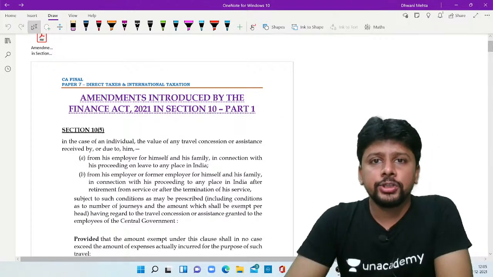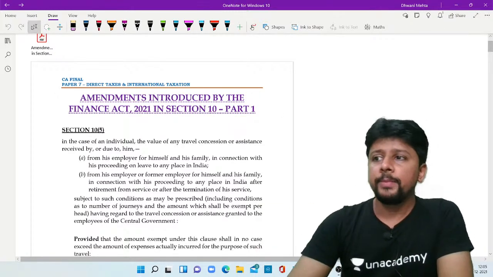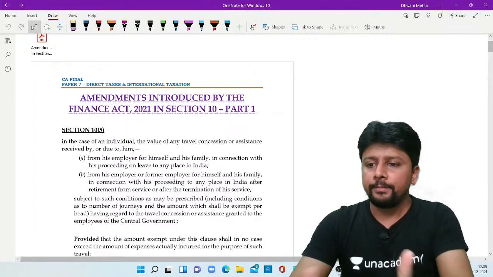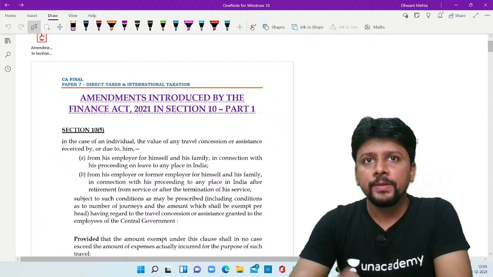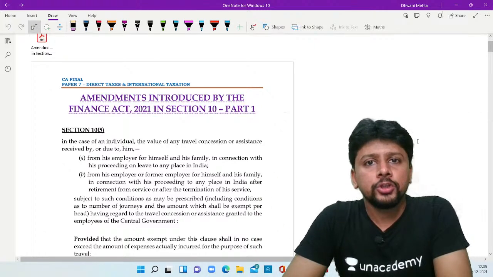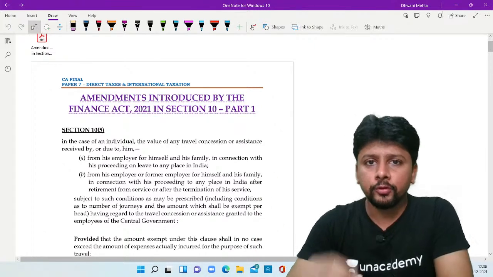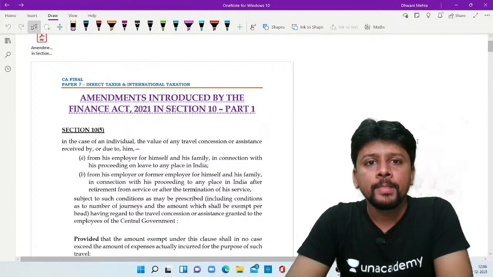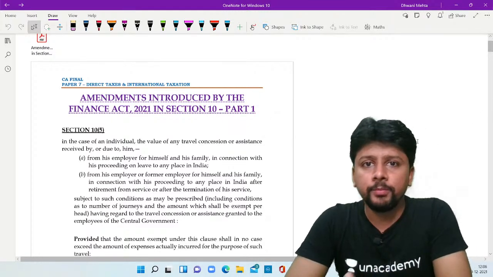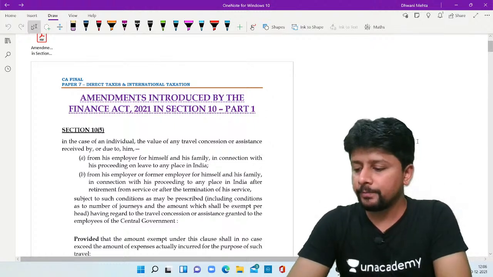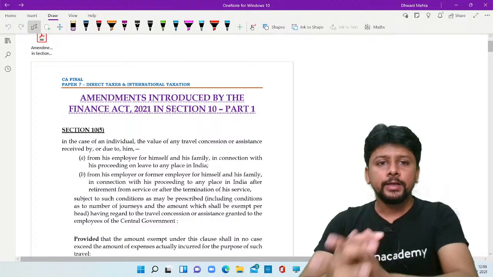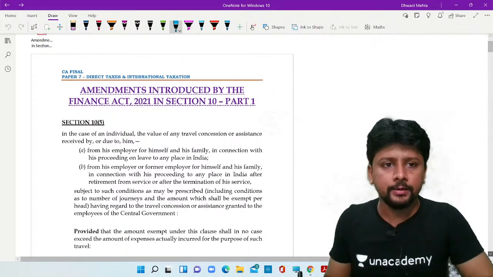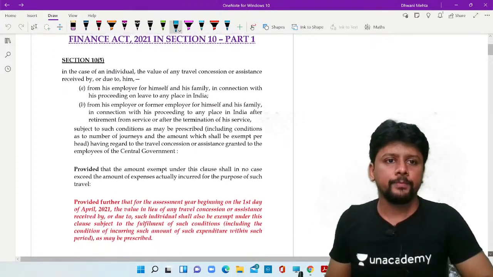Now, in section 10, there are many amendments introduced, and today from 12 to 1:30, and a second session slotted today only in the afternoon from 3 o'clock to 4:30, we will be discussing certain amendments in section number 10, which are relevant for May 2022 and November 2022 CA final exams. Chalo, let's get into it. First clause of section 10, clause number 5.